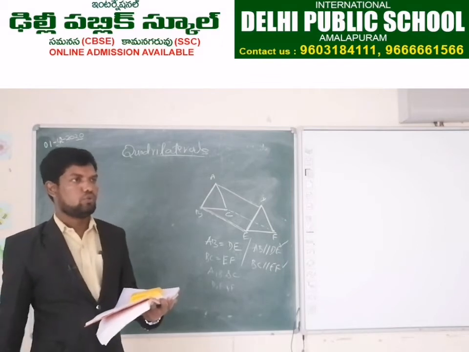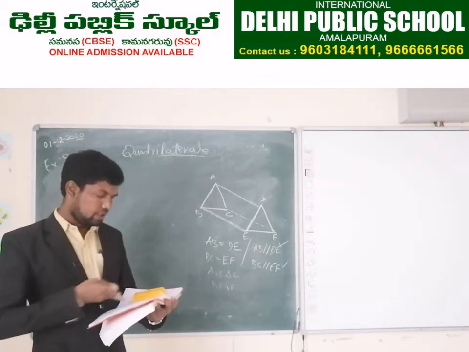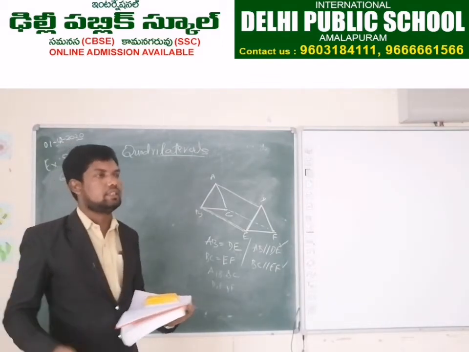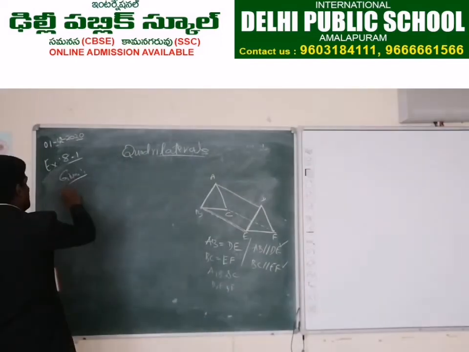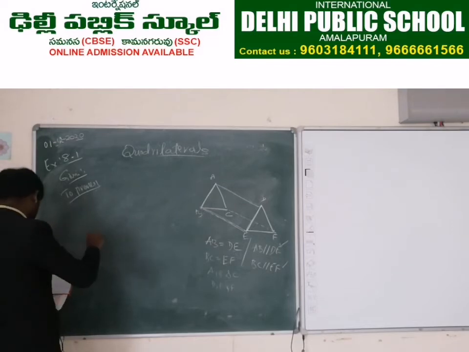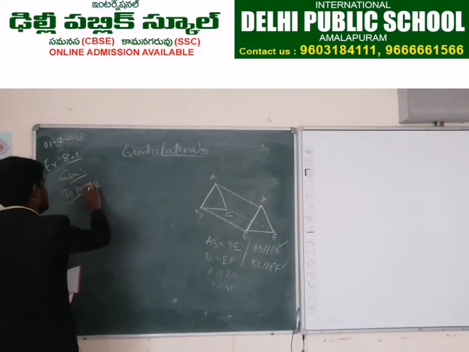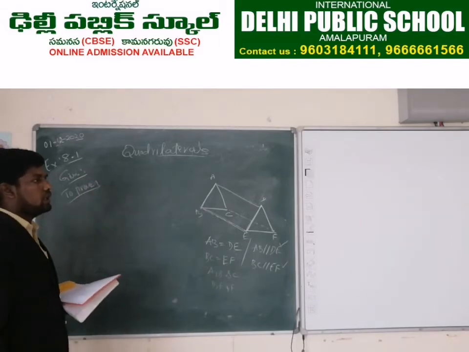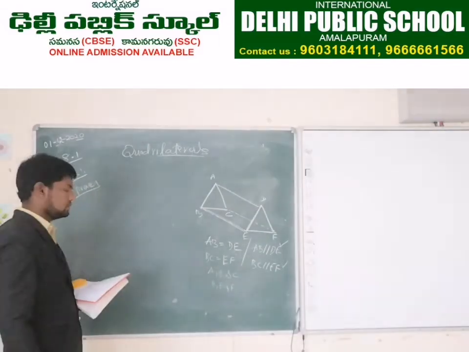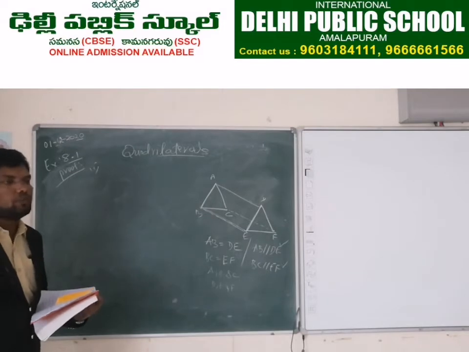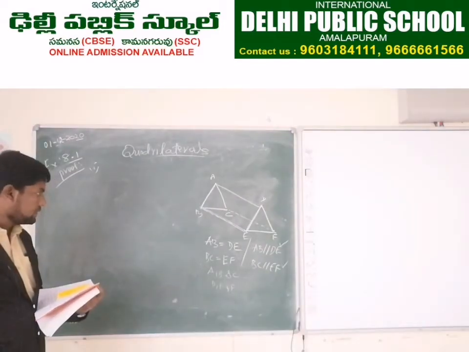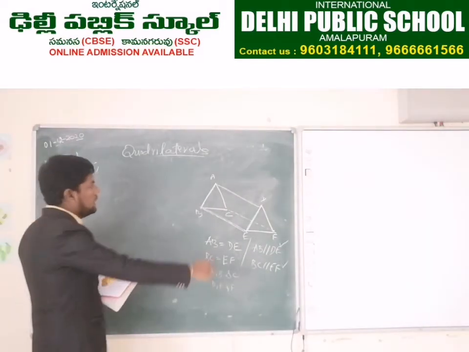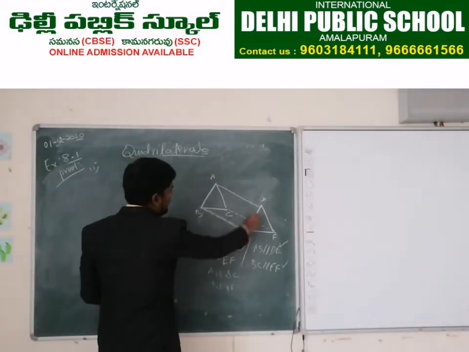Next is to prove. What we have to prove? They have given the conditions. In that, all those 6 conditions you have to write. To prove, you can write all those 6 conditions. So first one, what we have to prove there? ABED. We have to prove this one is a parallelogram.